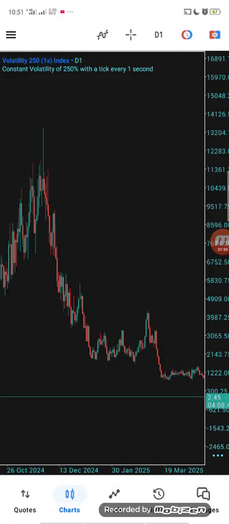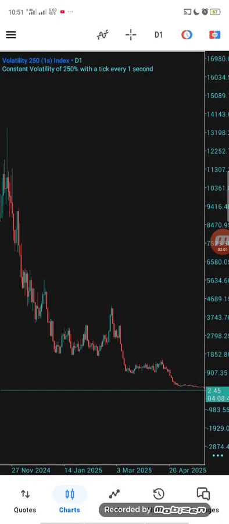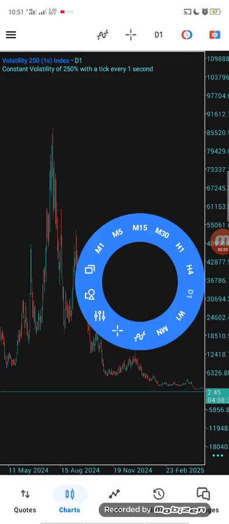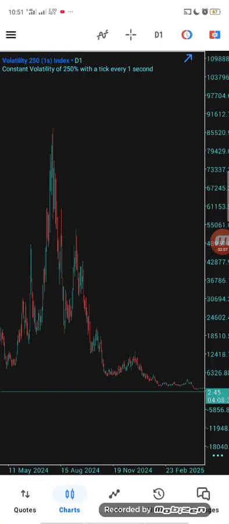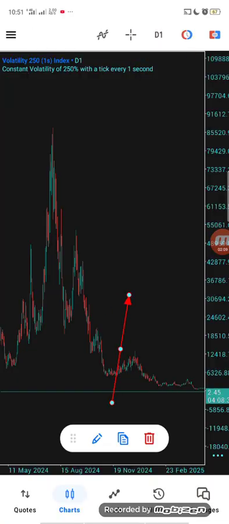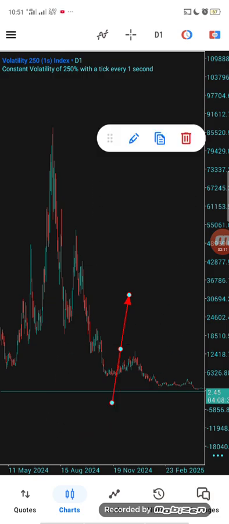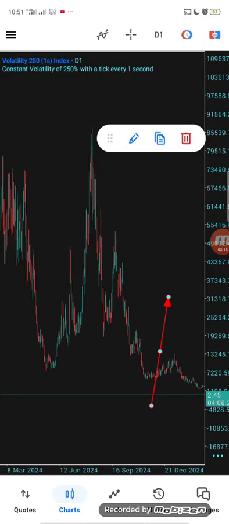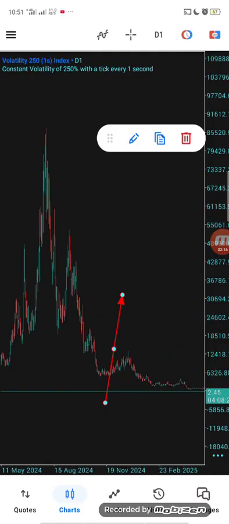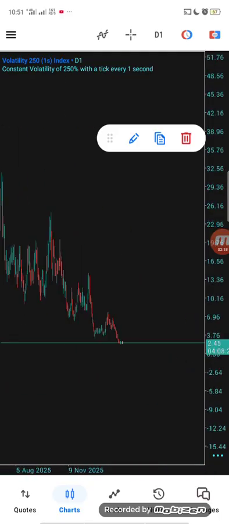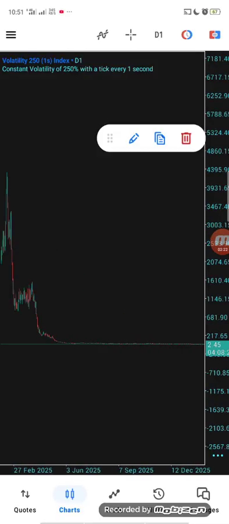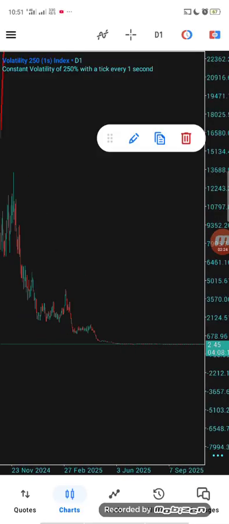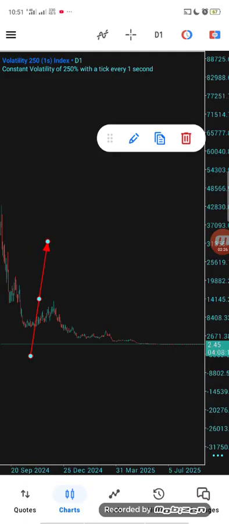If you look at this market structure, there's something common you'll see. Like I said, here we are keeping it simple. If you look at it, obviously the market is in a downtrend. It's coming from the upside going down.